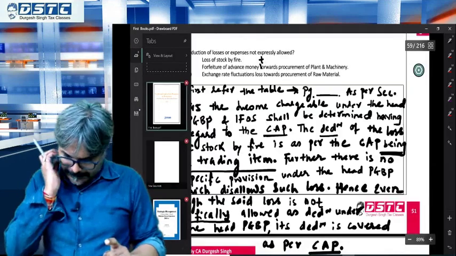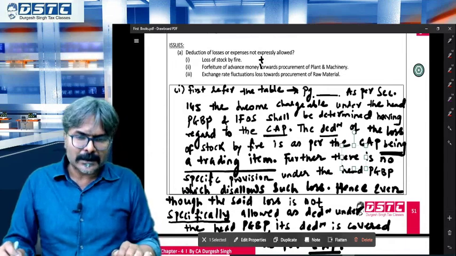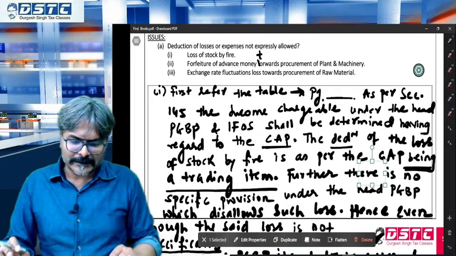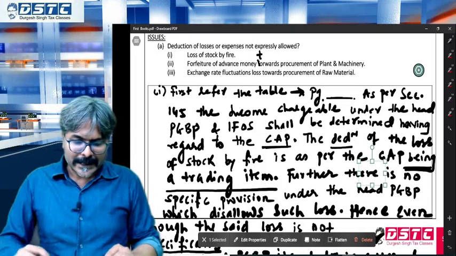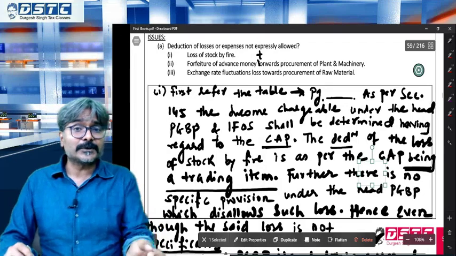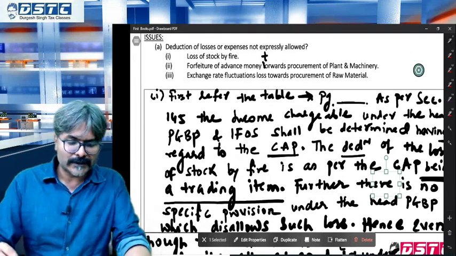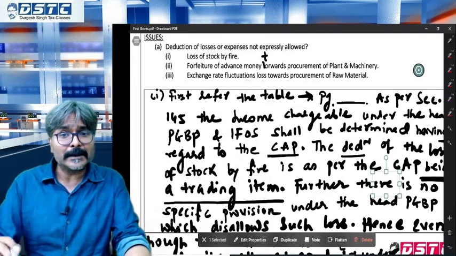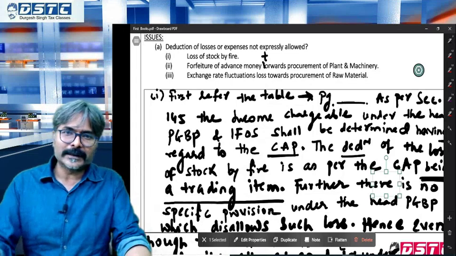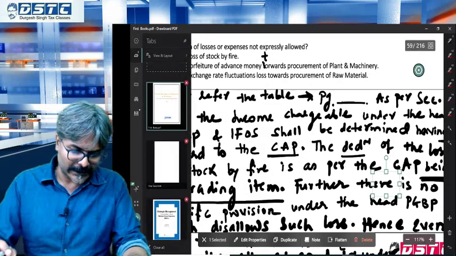Coming back, students, to the deduction of losses or expenses not expressly allowed: loss of stock by fire; forfeiture of advance money towards procurement of plant and machinery, which we have written; and exchange rate fluctuation towards the procurement of raw material. What are you going to say about it? Will that be allowed as a deduction? The answer is yes. You all know the reason: such loss is a trading loss. So just take a note of this quickly.